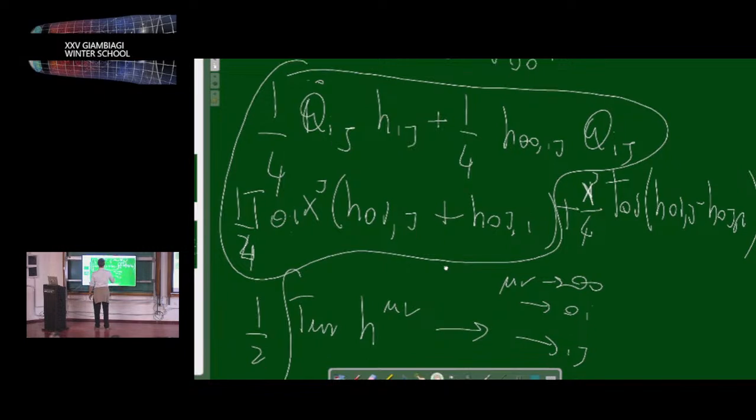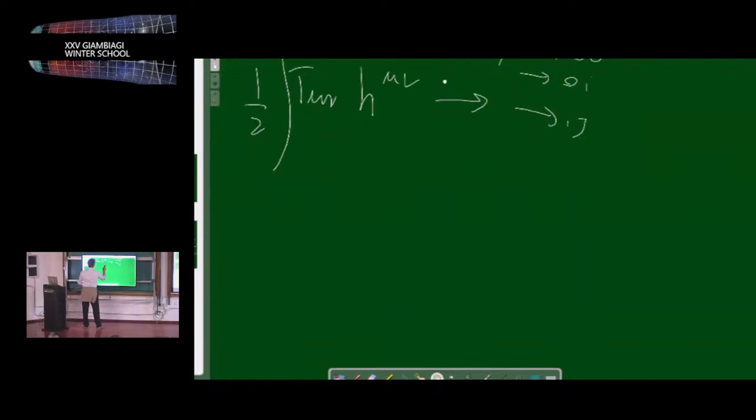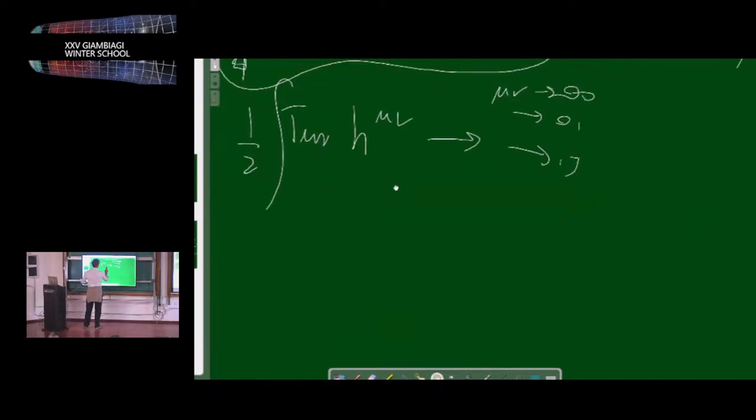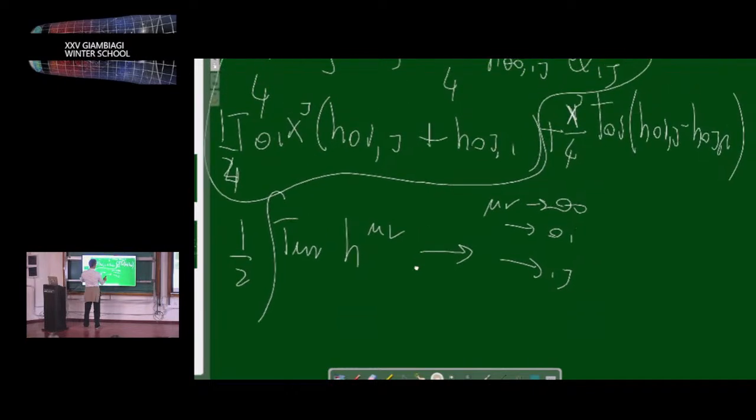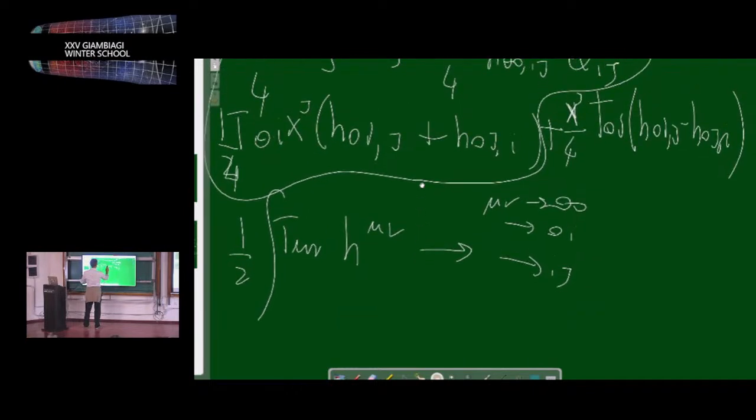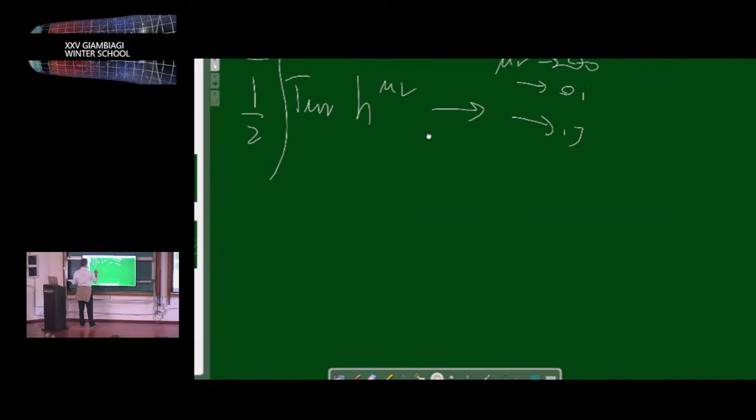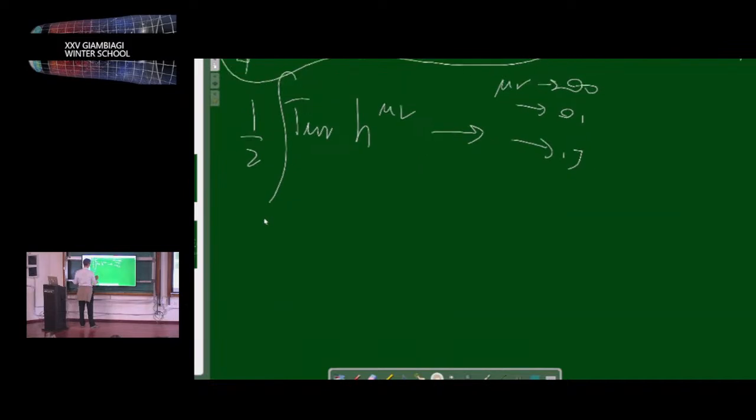So let me separate this. Remember, two tricks. Separate space and time, and then do Taylor expansion. Then I get the 1/4 Q_{ij} h_{ij}. Let me integrate by parts twice and put the two derivatives here. Then I get the 1/4 Q_{ij} h_{00,ij}.